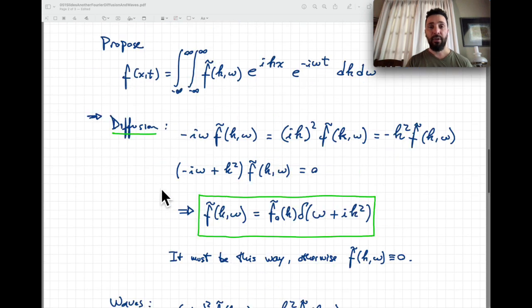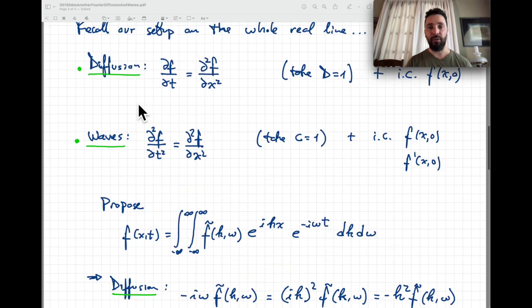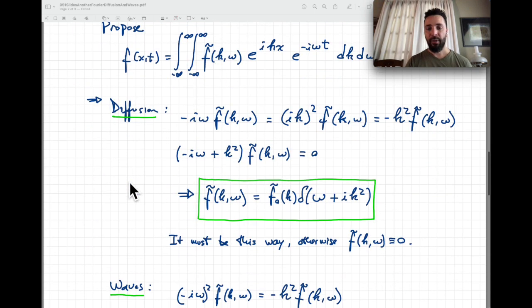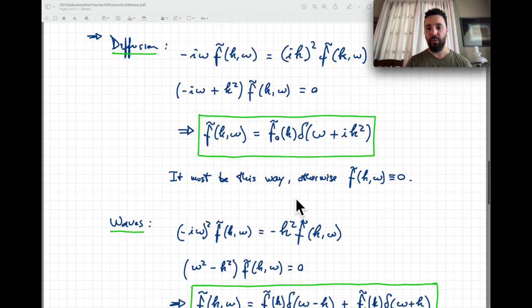Now, of course, 0 itself is in principle a solution to all our equations, but it may not obey the initial conditions, so it may very well not be a solution that we're looking for. And so we must have then that f tilde of k, omega is a function of k times a delta where omega saturates at minus i k squared. So this is why I write this argument of the delta in this way. Delta of omega plus i k squared saturates when omega is equal to minus i k squared.